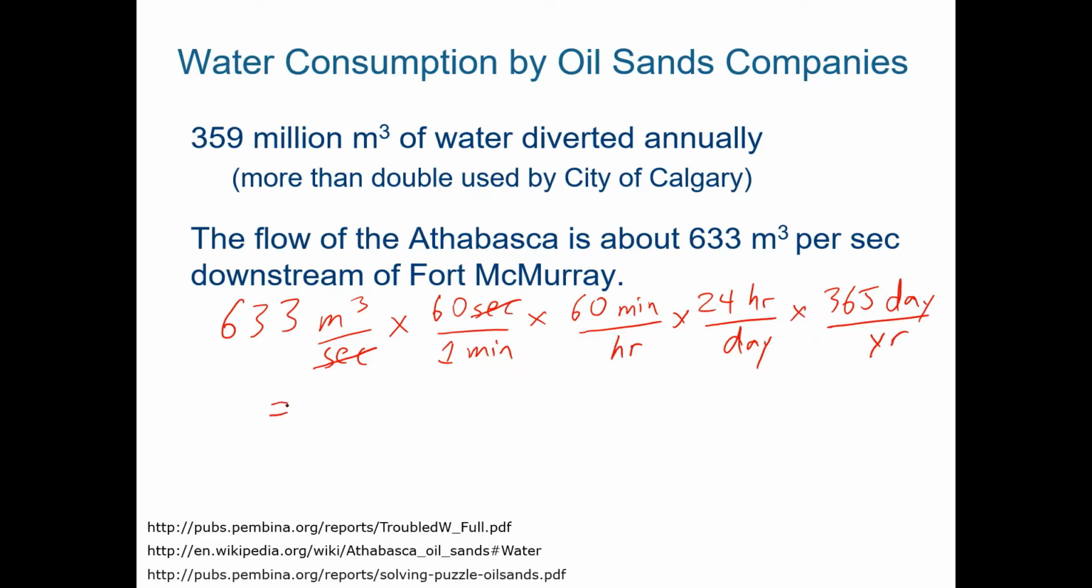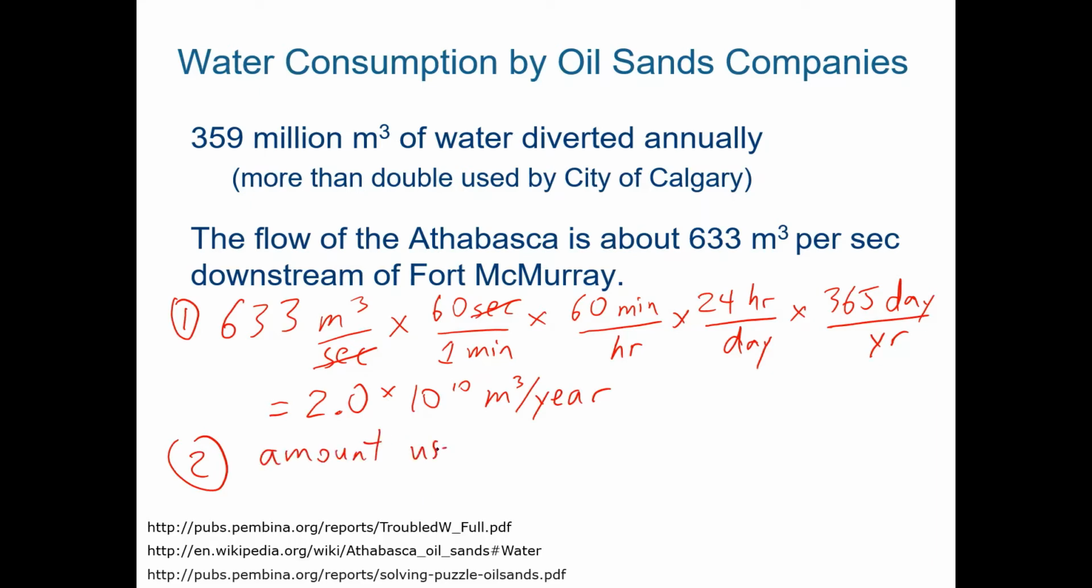So this is the number that I get. I punch this into my calculator, and I get approximately, I think it was 1.99, so I'm just going to round it up to 2.0 times 10 to the 10, and that's cubic meters per year. Okay, so one more calculation. This is step 1. And step 2 is to figure out how much of that water is compared to the amount that's actually being diverted, right? So we'll go like this: amount used over total amount, right? Like this.